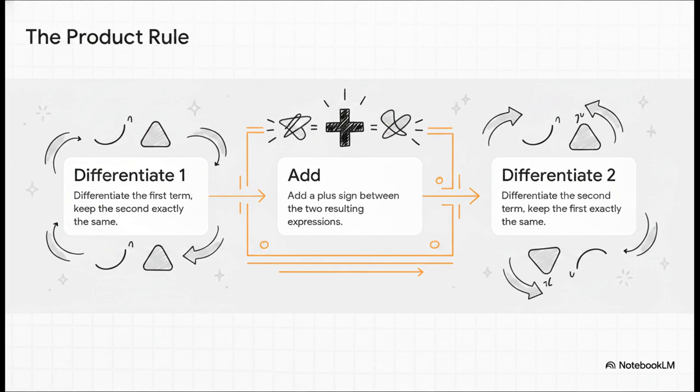You can't just multiply their individual derivatives together, no way. Instead, you use the product rule and follow this rhythm. Step 1, differentiate the first term, but keep the second term exactly the same. Step 2, add a plus sign. Step 3, do the reverse. Differentiate the second term and keep the first term exactly the same. See, it's a beautifully balanced process.